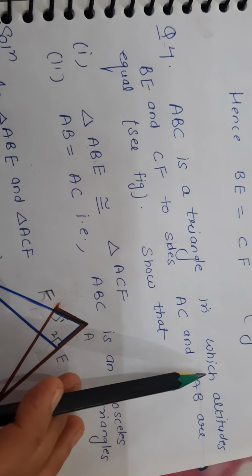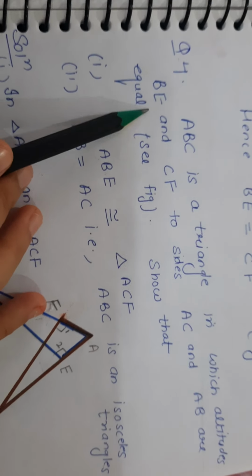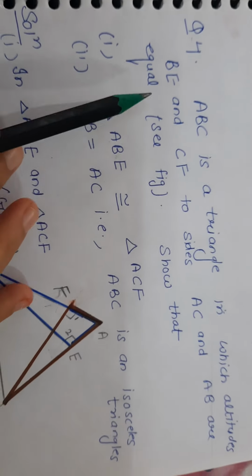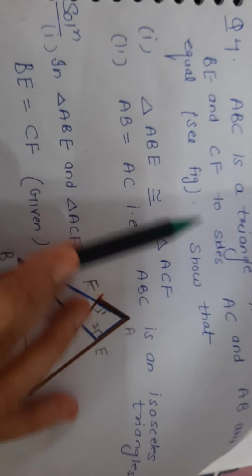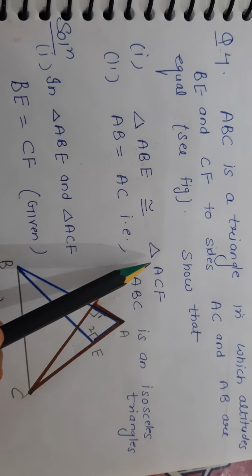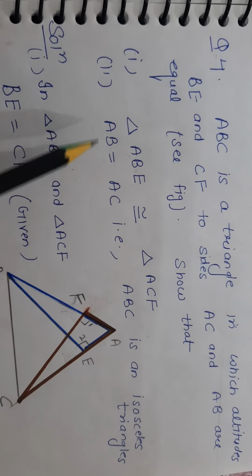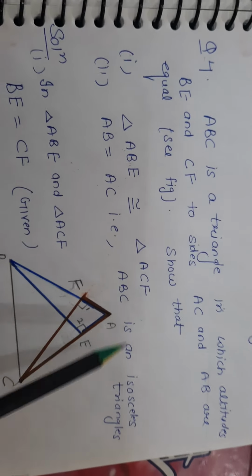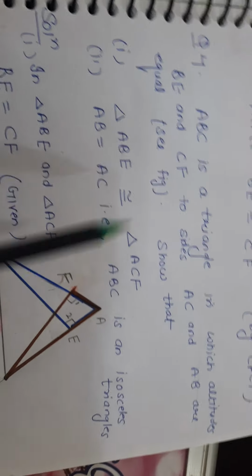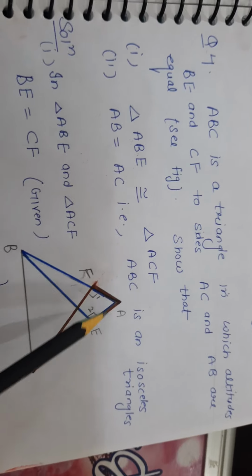Next question, question number 4. ABC is a triangle in which altitudes BE and CF to the sides AC and AB are equal. The diagram in this question is also given in your NCERT book. Show that triangle ABE is congruent with triangle ACF. The second part, AB is equal to AC. That means we need to prove ABC is an isosceles triangle.